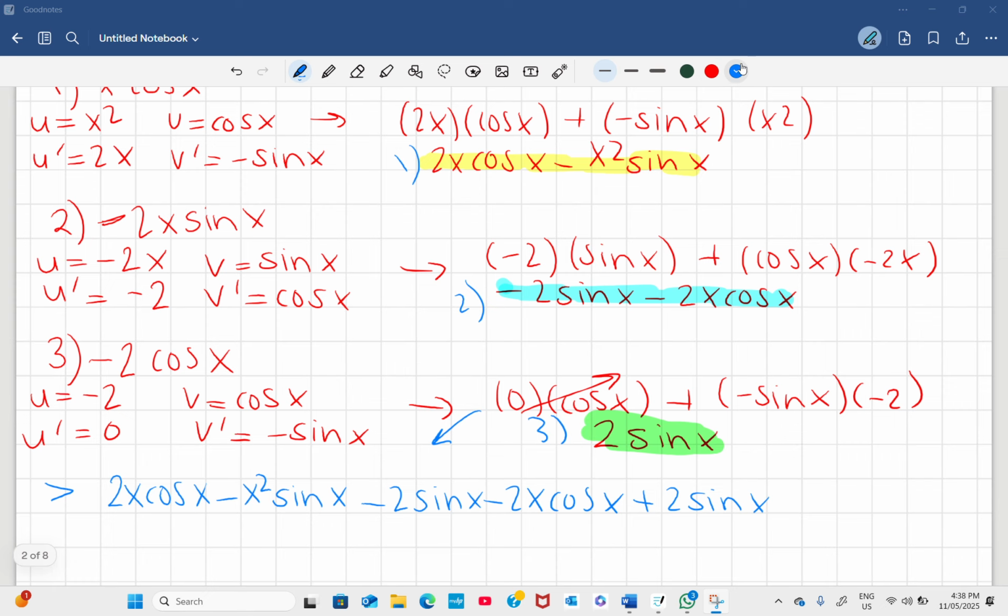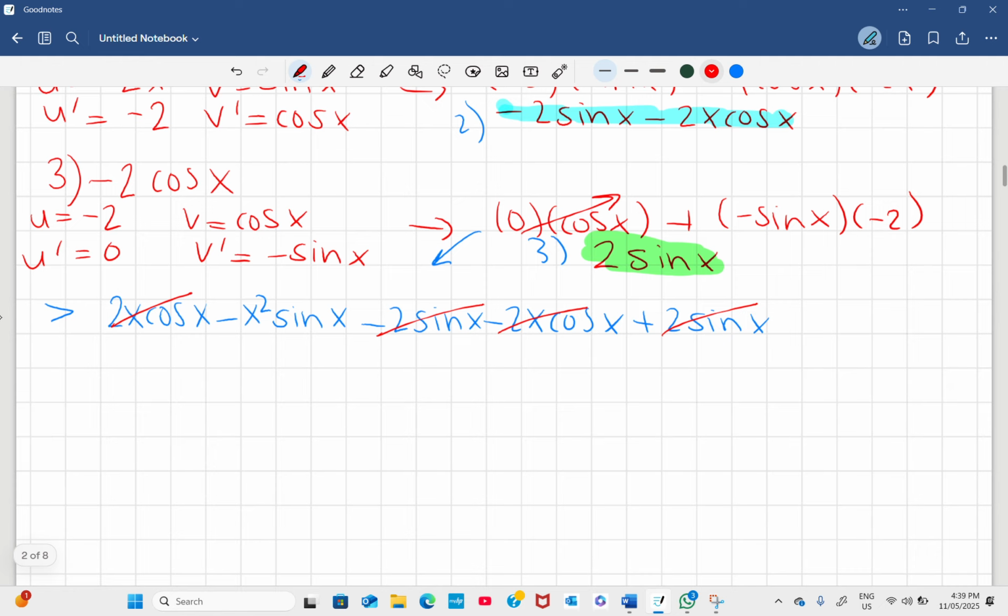Now what are we gonna do here? I have 2x cosine x positive and I have 2x cosine x negative, so these two are gonna cancel. I have negative 2 sine x and positive 2 sine x. These two are going to cancel as well. So my final answer is going to be y prime is equals to negative x squared sine x.